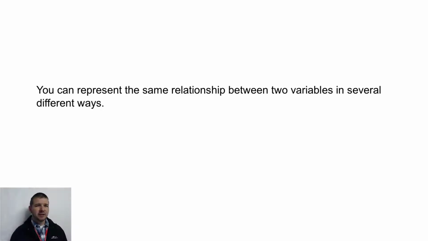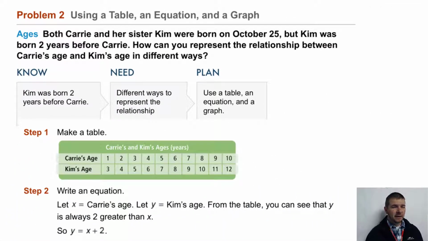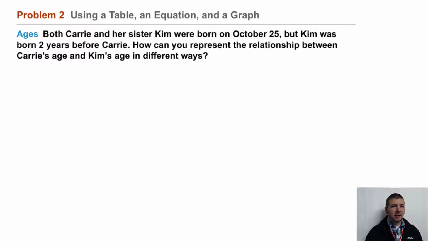You can represent the same relationship between two variables in several different ways. Problem 2, using a table, an equation, and a graph. This one's about ages. Both Carrie and her sister Kim were born on October 25th, but Kim was born 2 years before Carrie. How can you represent the relationship between Carrie's age and Kim's age in different ways?